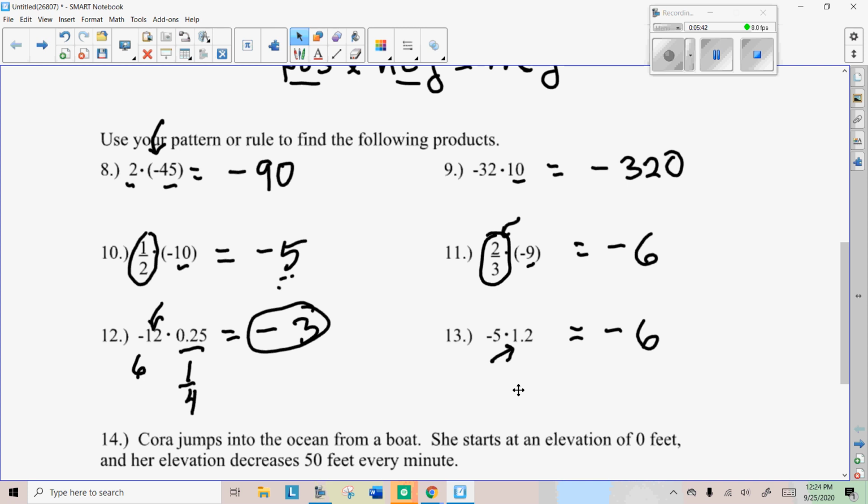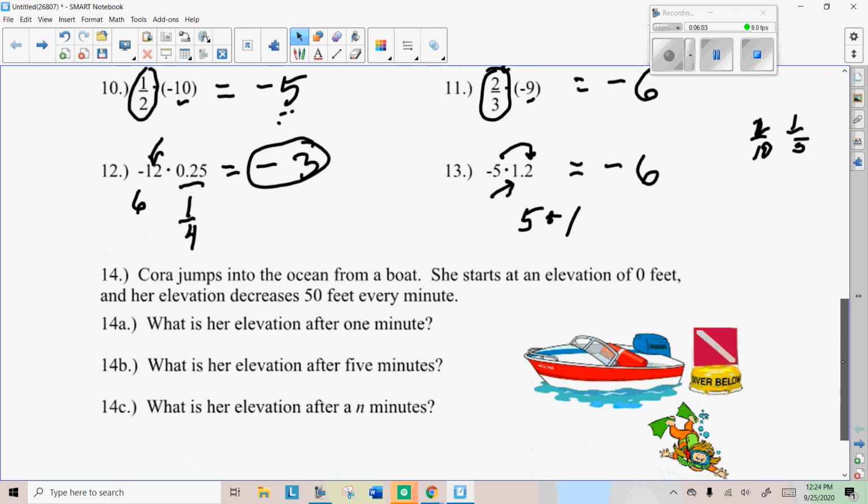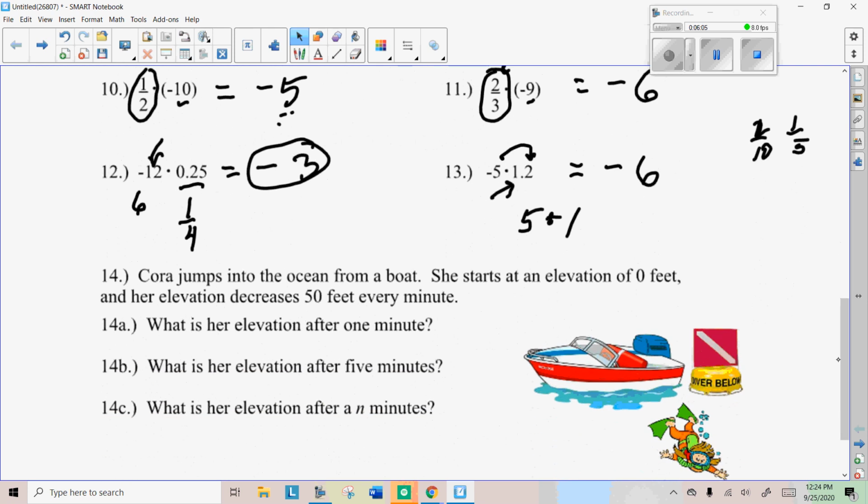You can split up these. You could do the 5 times the 1 first, which is 5, and then do the 5 times 0.2. Well, that's where you have to think of 0.2 is 2 out of 10, 2/10, or 1 out of 5. And since we're multiplying by 5, 1 out of 5 would be 1 more. So you get 6.